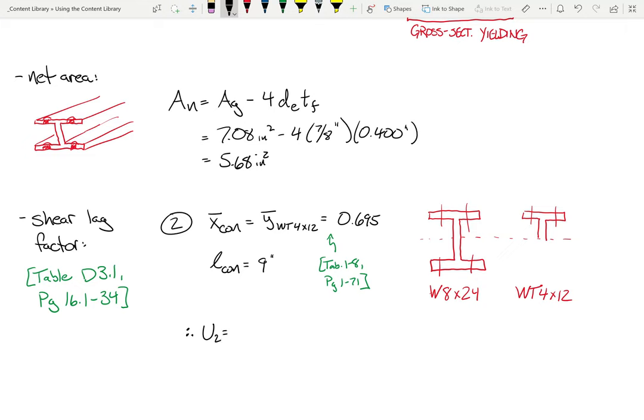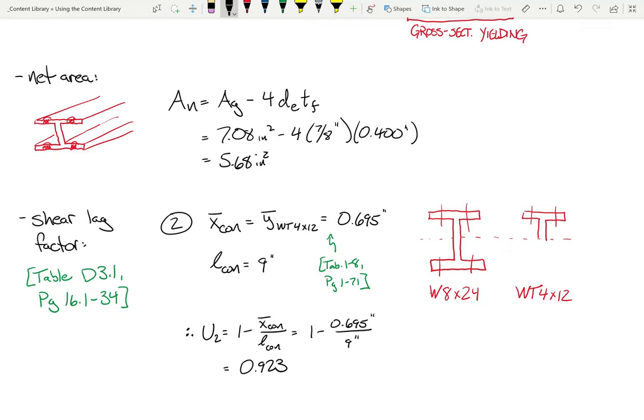U, we're worried about the shear lag factor, not the band, is 1 minus X bar over L, which is, oh, that's inches. 1 minus 0.695 inches over 9 inches, which is what? 0.923. And for shear lag, no more than 3 decimal places, that's fine. Sound good? And what are the units for shear lag factors, by the way? There are none. It's dimensionless because you're taking inches over inches.